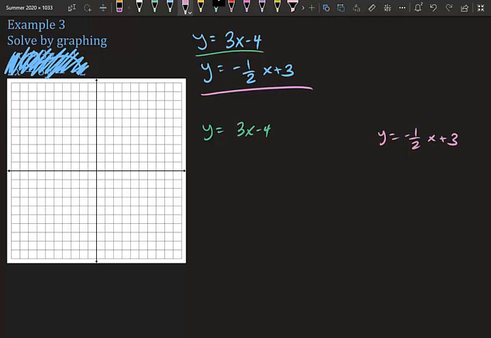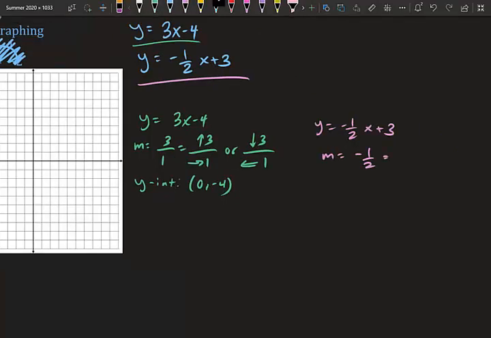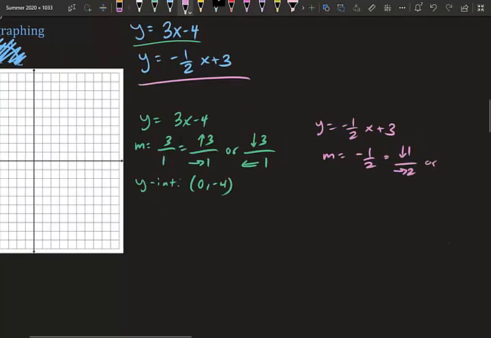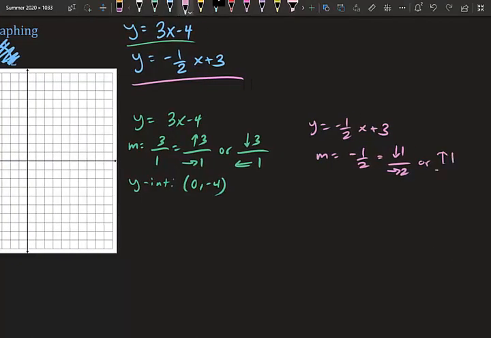I really hope you did it. So first things first, let's find our slope. It's 3, so 3 over 1. That means we can go up 3, right 1, or we can go down 3, left 1. Our y-intercept is 0, negative 4. Now for our purple one, our slope is negative 1/2. We can go down 1, right 2, or we can go up 1, left 2. And then our y-intercept is 0, 3.